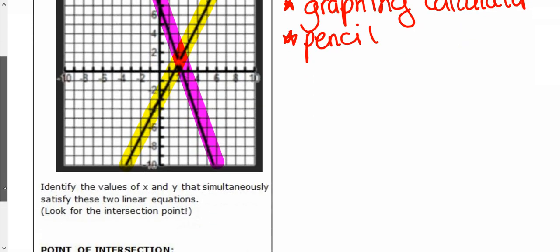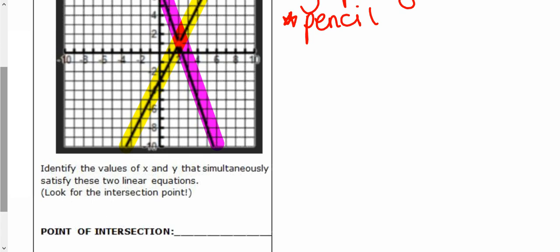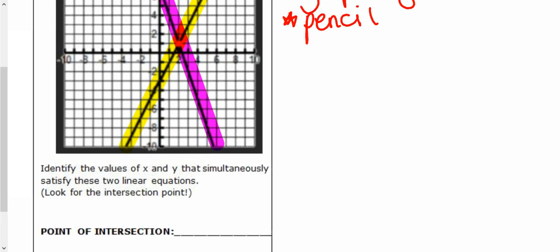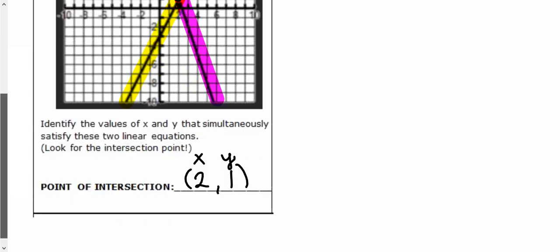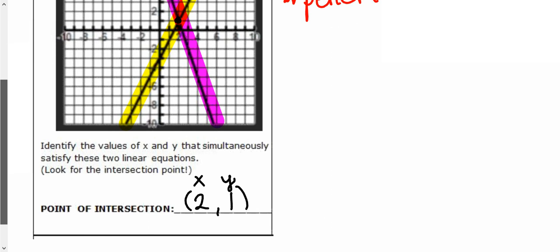So we're going to go on, identify the values of x and y that simultaneously satisfy these two linear equations. So I want to find the point of intersection, in other words. So my point of intersection right here is 2 is my x value, and 1. Don't get confused that we still write our coordinates as x, comma, y. So 2 and 1.